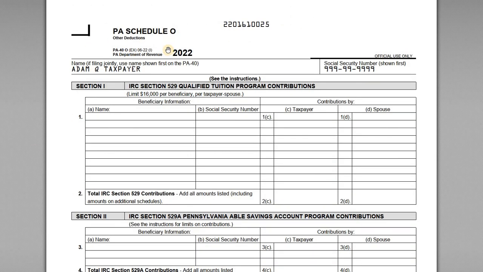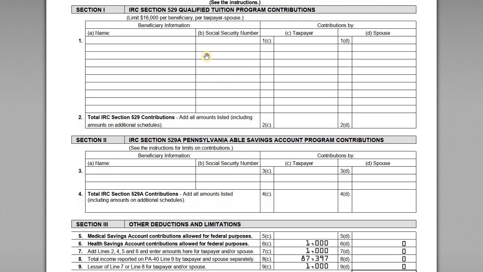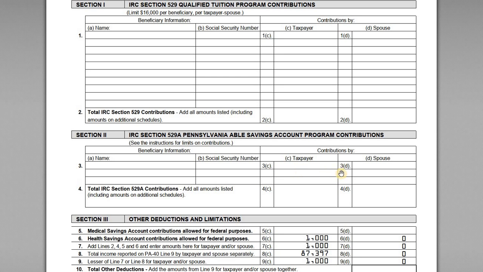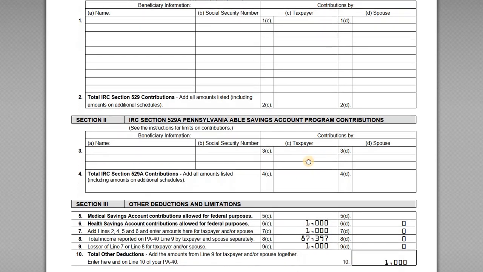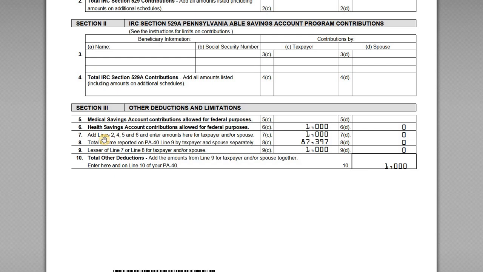So if we jump to PA Schedule O here, we've got a couple of sections. So Section 1 and 2 are related to these 529 savings account programs. We didn't have any contributions or distributions from those, so nothing to report there. But we do have to complete Section 3 for our HSA contribution. So line 6, the HSA contribution allowed for federal purposes, we were allowed $1,000.